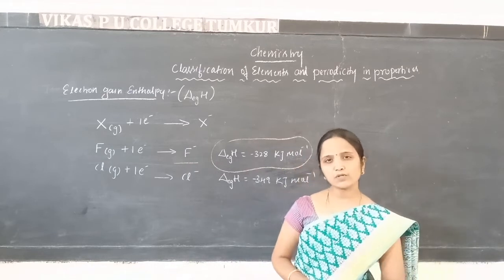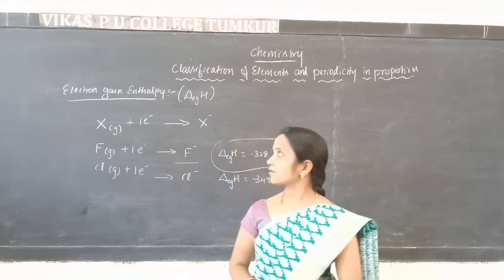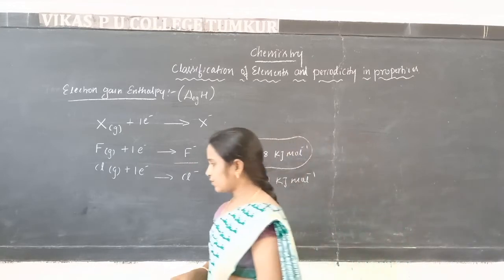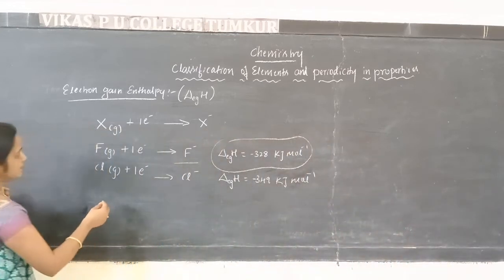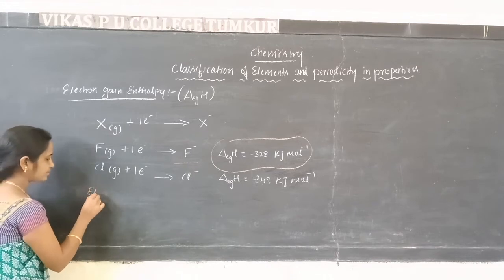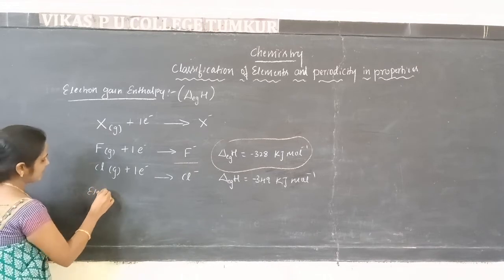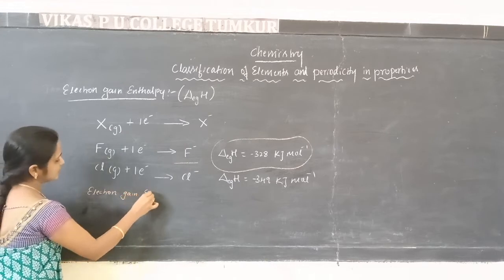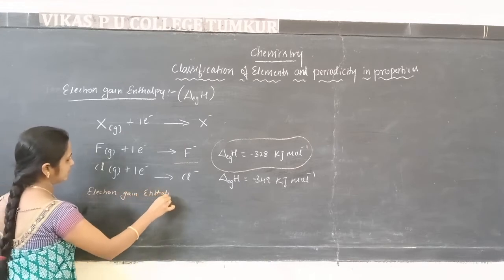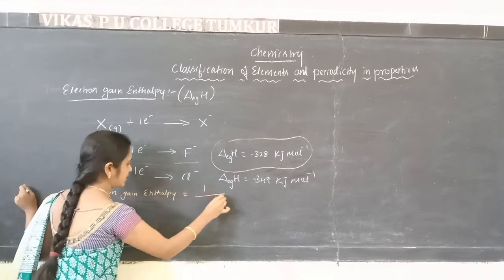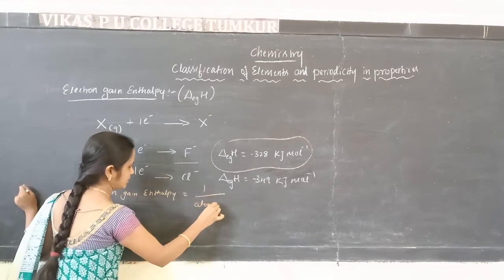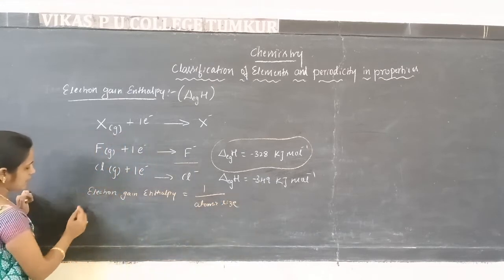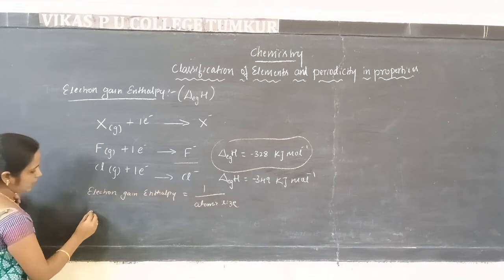Now we will discuss the variation of electron gain enthalpy in the periodic table. First, we should remember this formula: electron gain enthalpy is equal to 1 by atomic size. We know that. Now, along a period.